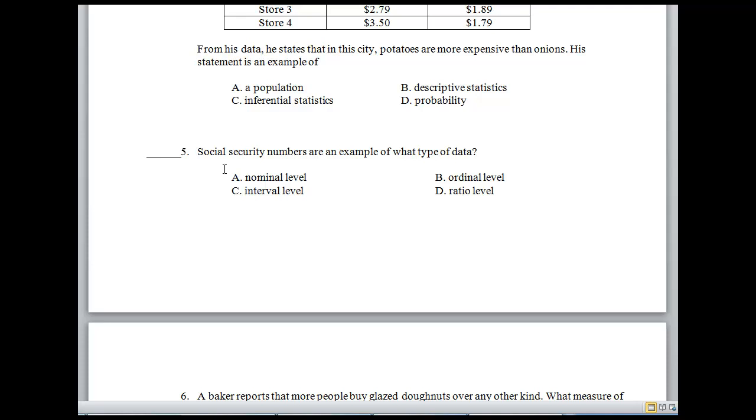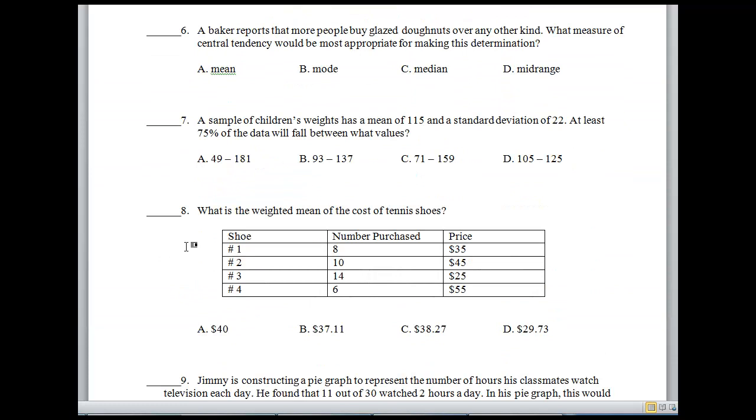Charity Bowman. Okay, Social Security numbers are an example of what type of data? It's nominal. It's just a label, right? Your Social Security number has no numerical value. It only identifies you. Excellent. Okay, a baker reports that more people buy glazed donuts over any other kind. What measure of central tendency would be most appropriate for making this determination?